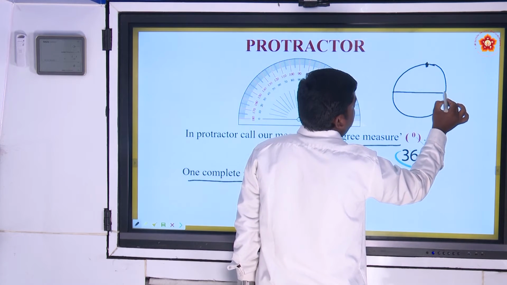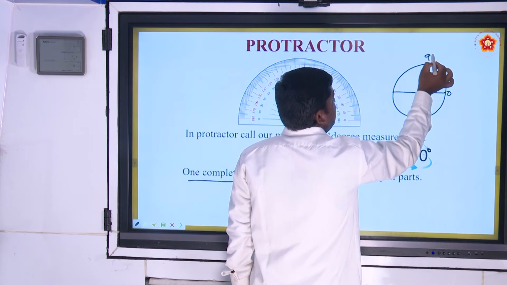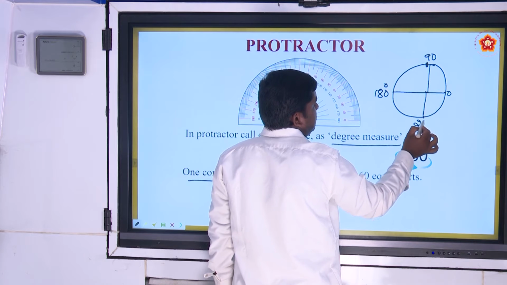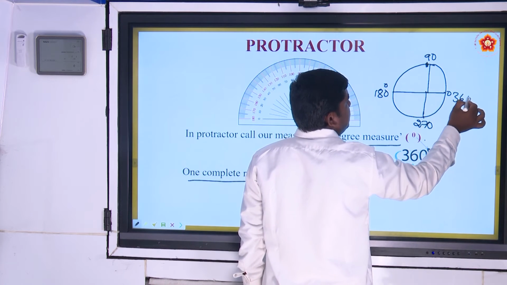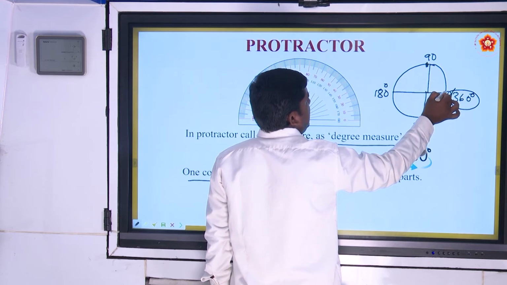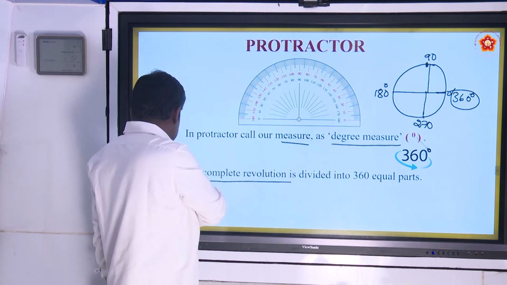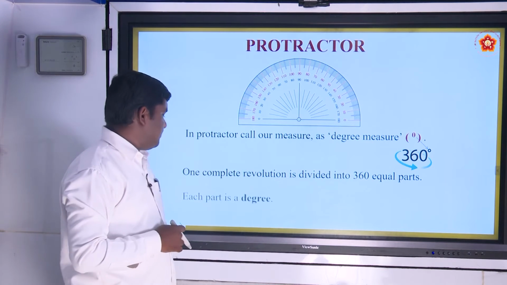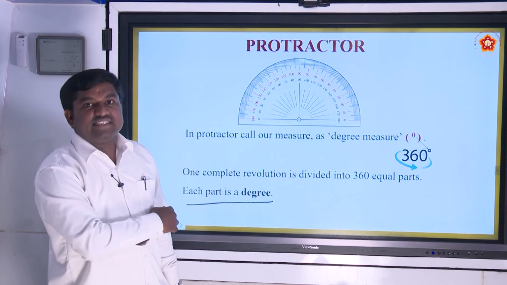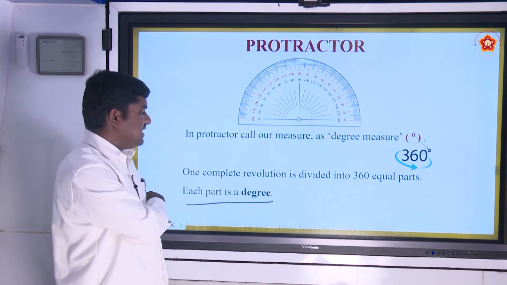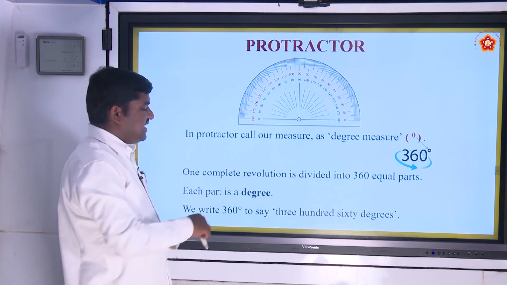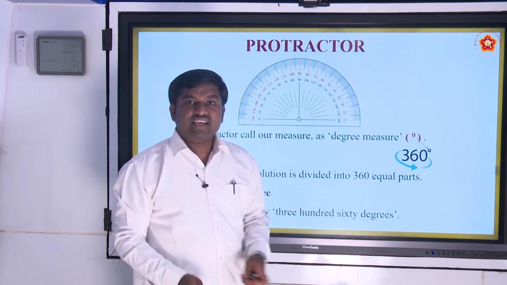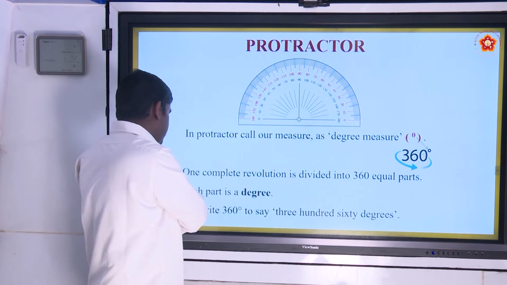This is 0, up to this 90 degree, then 180, then 270, then 360 or 0 degree, both are same. Like this we divide one complete revolution into 360 equal parts. Next, each part is called a degree. So we write 360 degree like this to say 360 degrees. This is the reading.